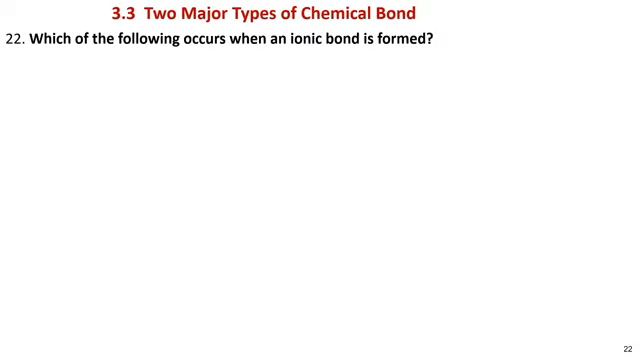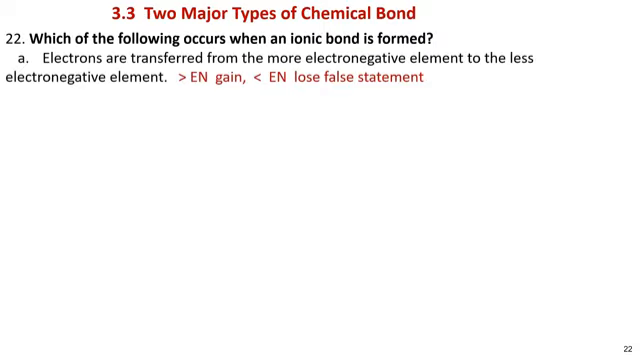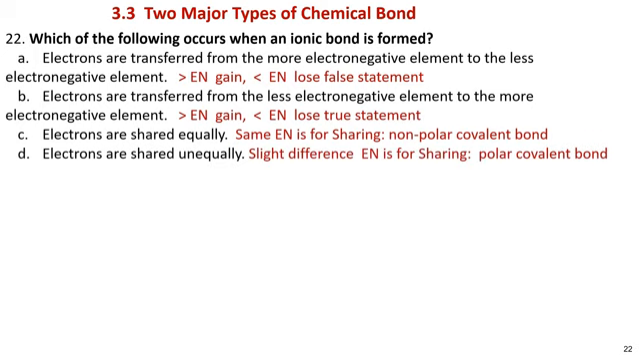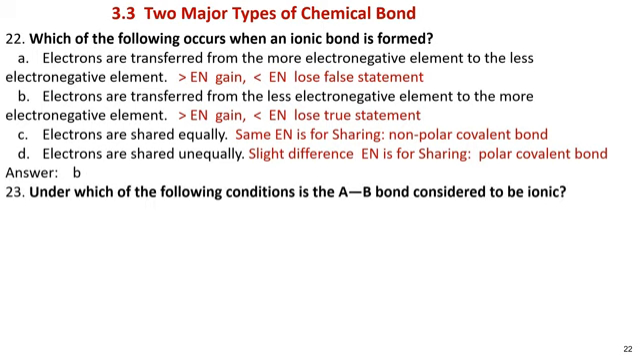Which of the following occurs when an ionic bond is formed? Electron transfer from more electronegative element to less electronegative element. That's not true. Electron transfer from less electronegative, that's the correct answer. Once I get one answer for sure, you stick with that and check the other ones if there's something.